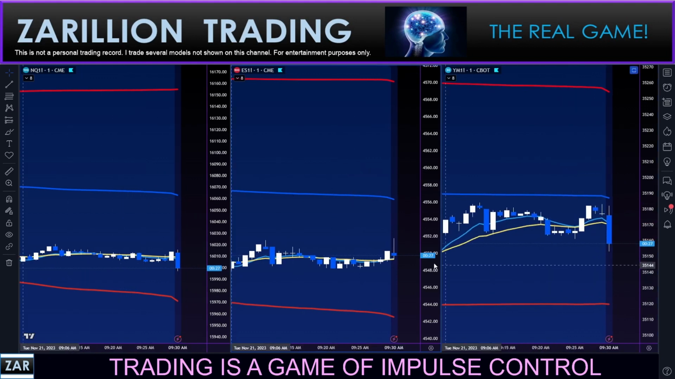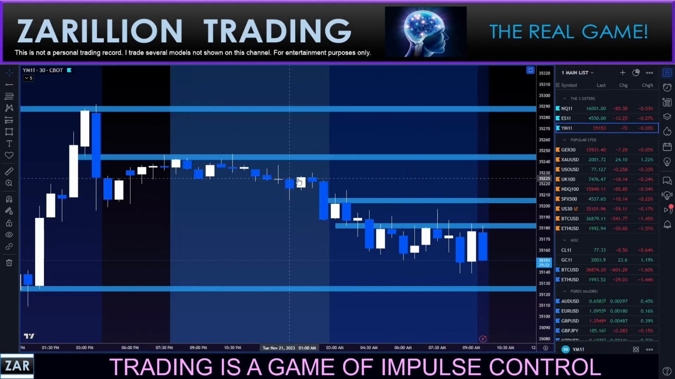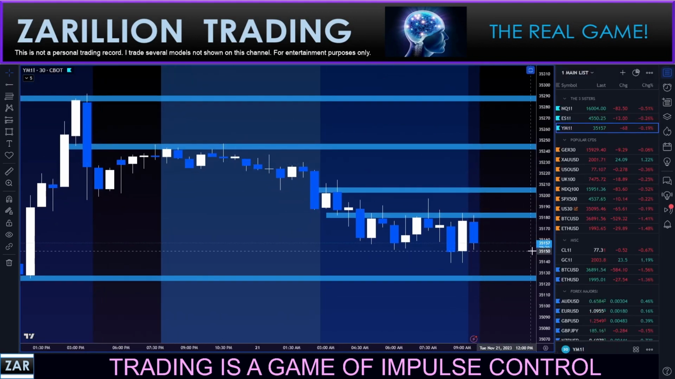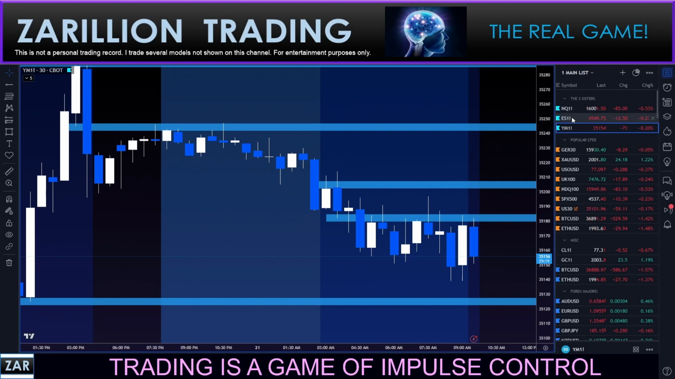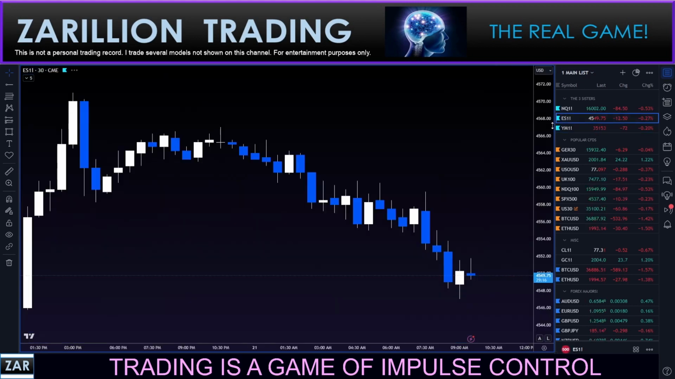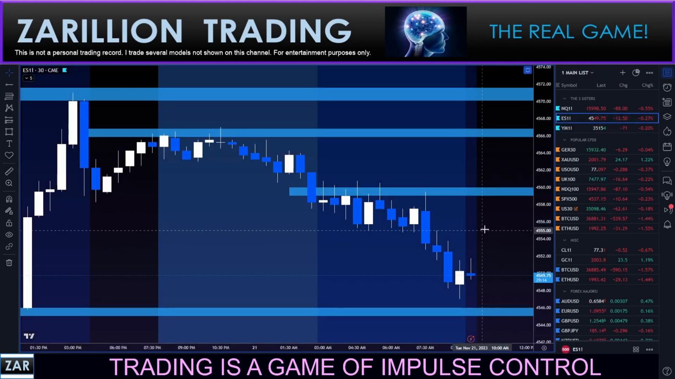Dropping now a little bit on all three. Well, S&P kind of hanging out there a little bit. Let's take a quick look at the 30-minute charts. This is the Dow. Kind of in a range here for now. S&P, let's take a look at that. It's loading up. There it is.